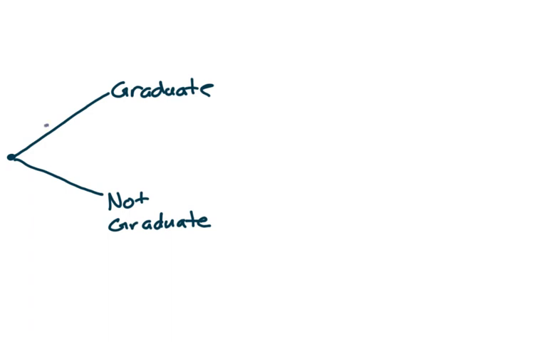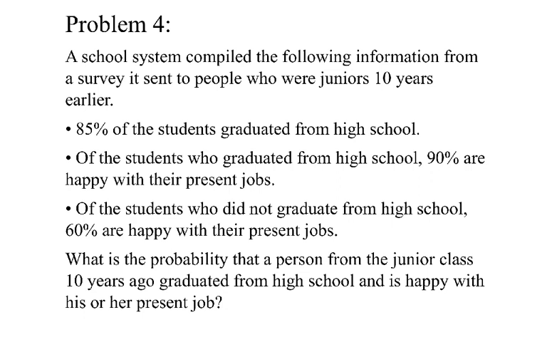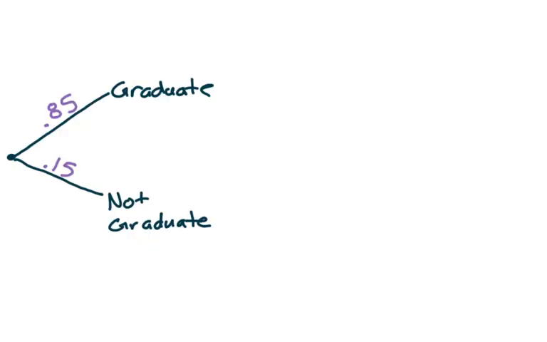So our graduate branch is going to have a value of 0.85, which means our not graduate branch is going to have a value of 0.15. So they add up to, excuse me, add up to 100%. So our next bullet point says that of the students who graduated from high school, 90% are happy with their present job. So now we're looking off the graduate branch. So out of the graduates, 90% are happy.